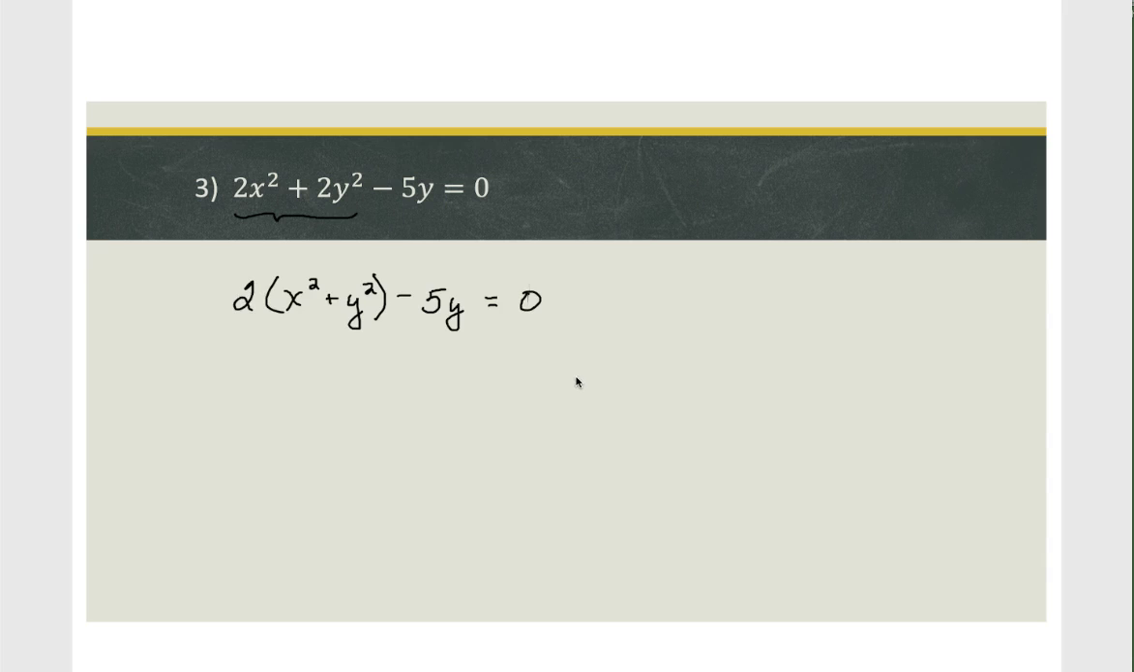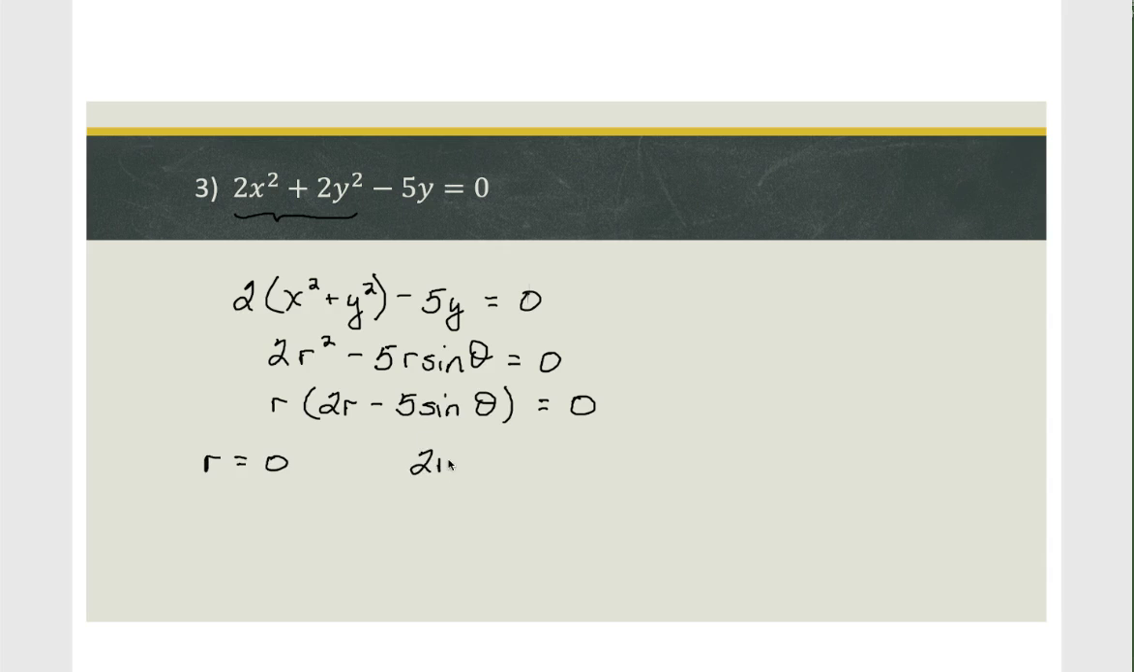And now we can start making substitutions because we know x squared plus y squared is equivalent to r squared. In place of y, we can put r sine of theta. Now we have at least an equation with r's and thetas as we need it to. From here, we're going to factor out an r. And if you think of the zero product property from algebra, that still applies, even in polar mode. We would have that r equals 0, and then 2r minus 5 sine of theta equals 0.